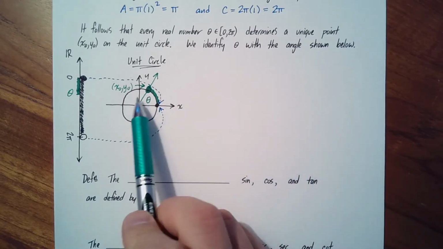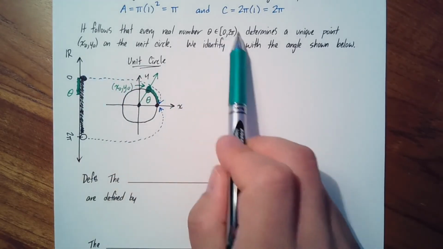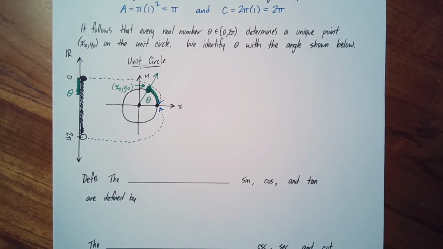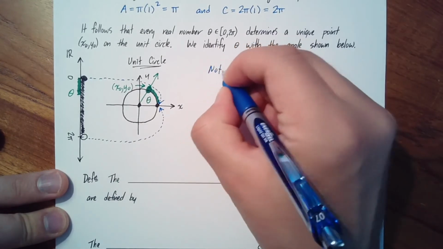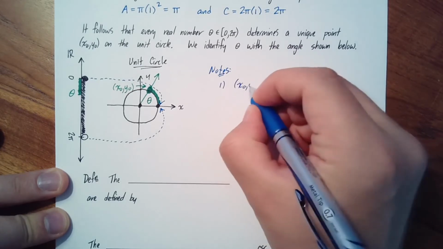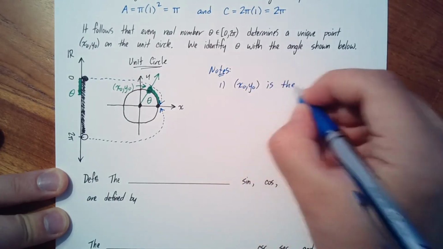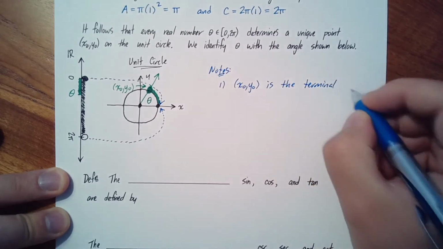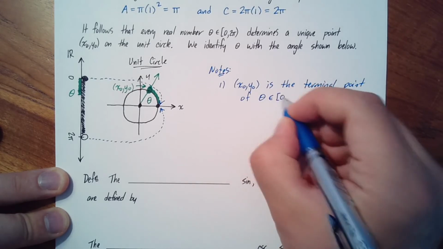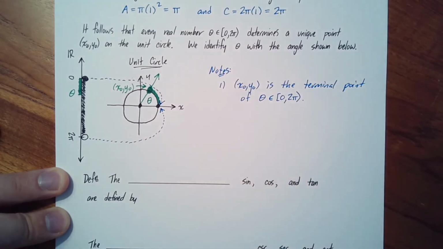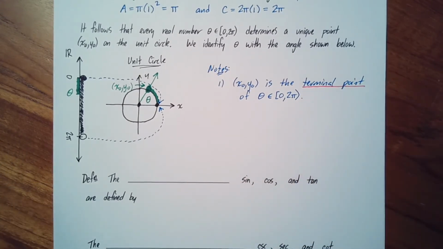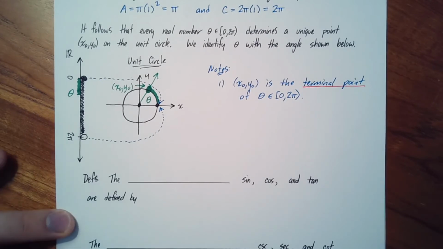Okay, and this is what it means when we say that an angle theta in this half-open interval determines a unique point on the unit circle. It's this one here. Let me write a couple of comments here. There's a couple of notes I want to add. So 1, the point x naught, y naught is called the terminal point of this value theta, which lies in the half-open interval 0 to 2 pi. Okay, so that's the first thing I want to say. The terminal point in the sense that you ran out of string. At what point on the circle do you just run out of string?